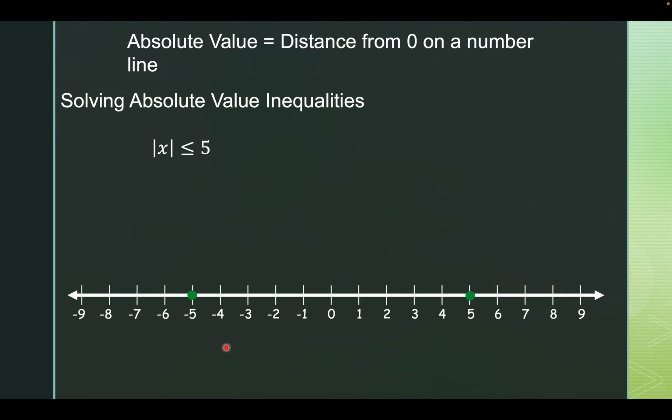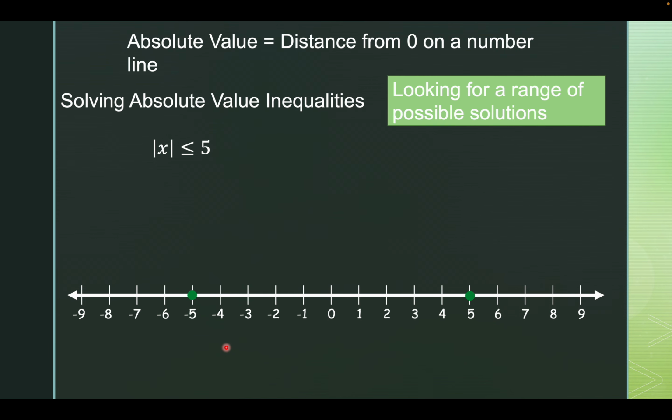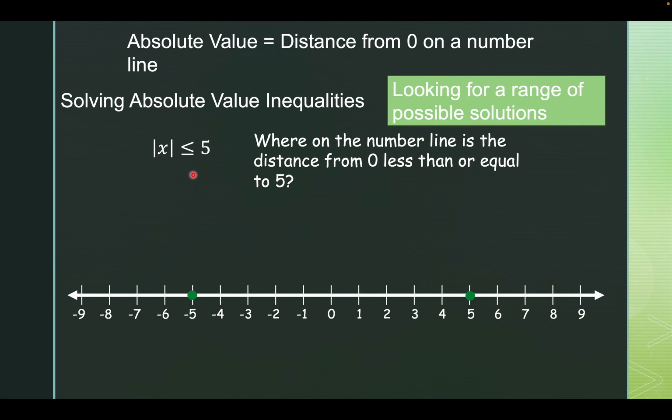Solving for an absolute value inequality. We're looking for a range of possible solutions. So this absolute value of x is less than or equal to 5 means, where on the number line is the distance from 0 less than or equal to 5? Well, that's going to happen at 5 or -5.